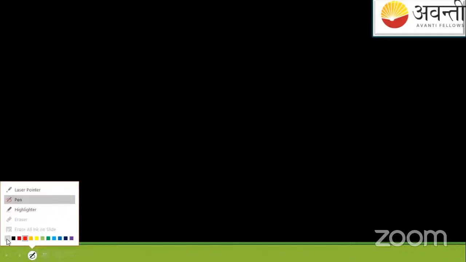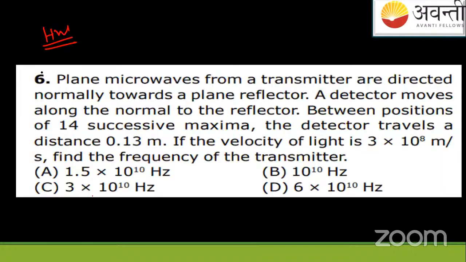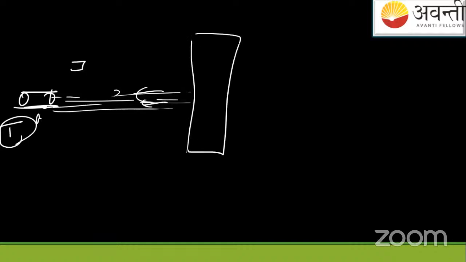What is happening is that some rays, see this, microwaves. Suppose this is a transmitter. This is T for transmitter. Microwaves are coming from this kind of transmitter. And there's a reflector here. It will reflect it. And there is some detector which is moving normal to the reflector. What happens? It passes in between many of the bright spots, and the number of bright spots which it passes in between is given as 14 in number.